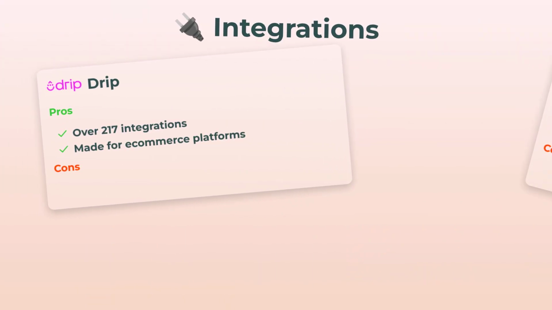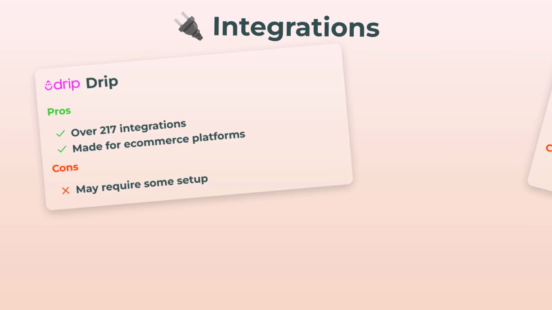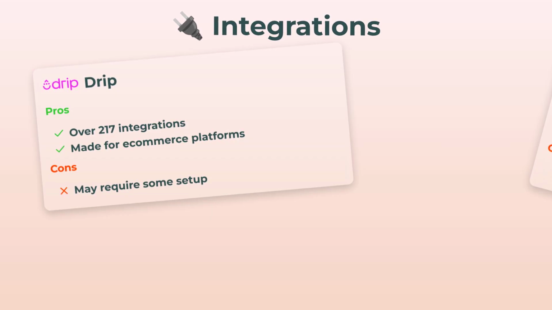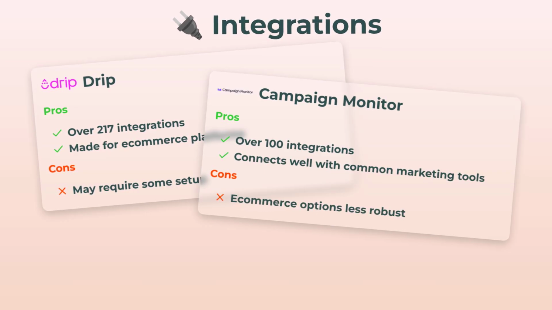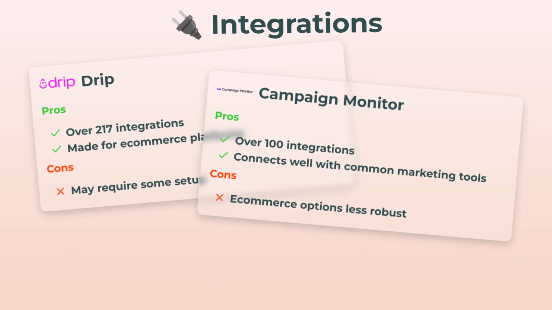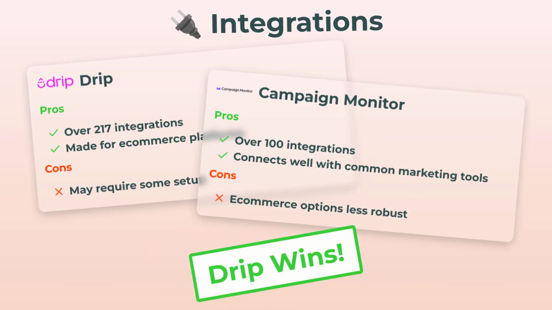So Drip has over 217 options. Seriously, that's huge. It's basically built for plugging into all your favorite e-commerce platforms. But heads up, you'll have to roll up your sleeves for a bit of setup. Campaign Monitor boasts over 100 integrations, which covers all your main marketing tools. But if you're an e-commerce fanatic, it's not quite as extensive. For integrations, Drip is just next level.